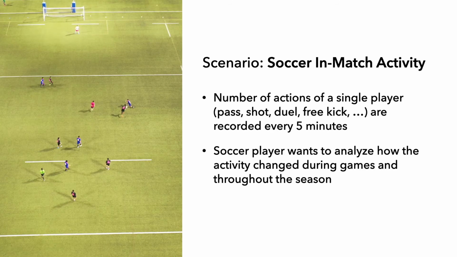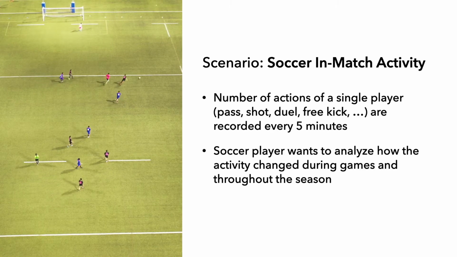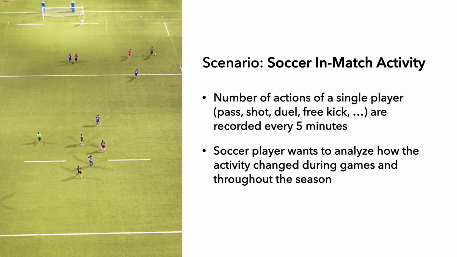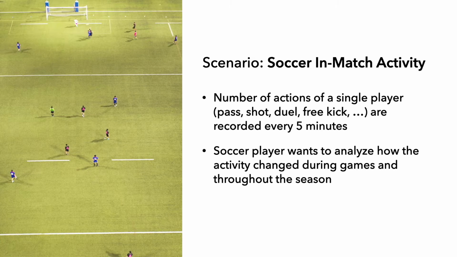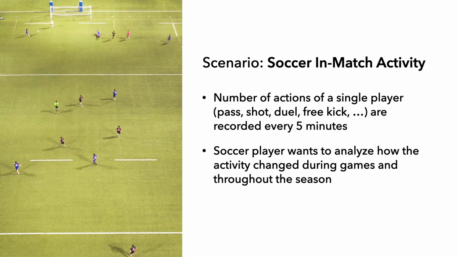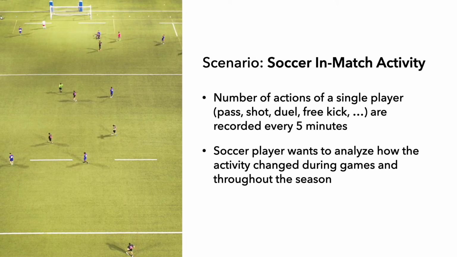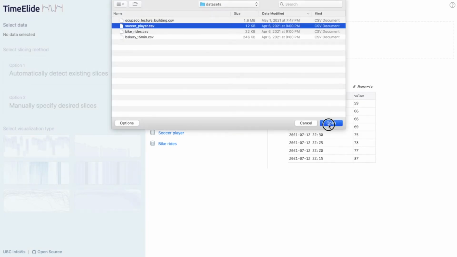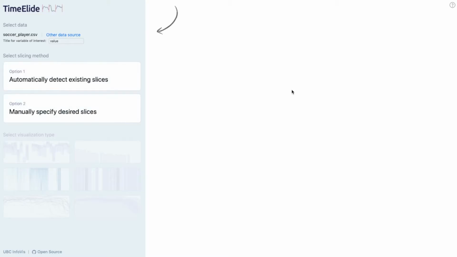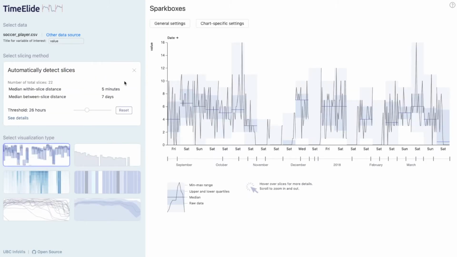The first scenario is about the activity during soccer games. The number of actions of a single soccer player are recorded every 5 minutes, and a player wants to analyze how their activity changed during individual matches and throughout the season. They upload a CSV file with all the data and assign the column names. The player selects the option to automatically detect existing slices. TimeElide identifies 22 soccer games of 90 minutes each and shows a Sparkbox visualization.